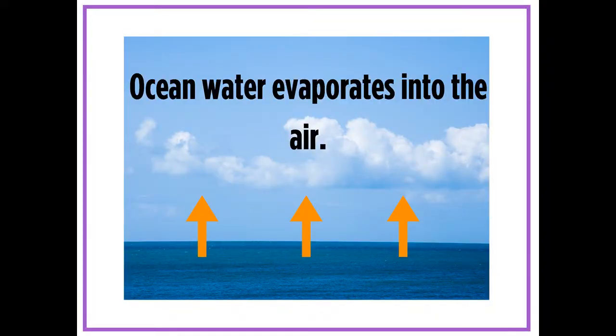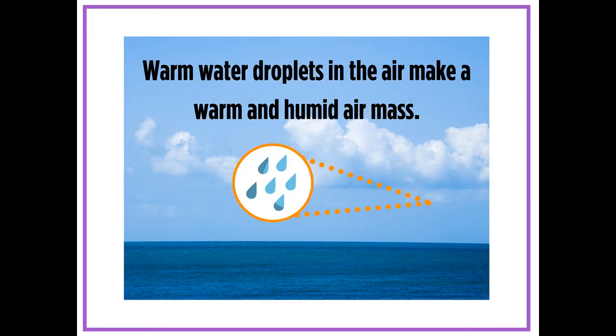Trevor then explains that hurricanes usually form over warm waters in the Atlantic and Pacific Oceans. First, water from the ocean evaporates into the air above the ocean. When a lot of water evaporates, some of it turns back into small droplets that are suspended in the air or atmosphere. The air is warm from the water. The air above the ocean is called a warm and humid air mass.